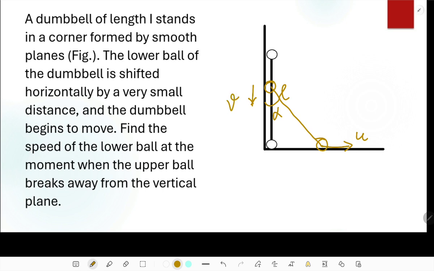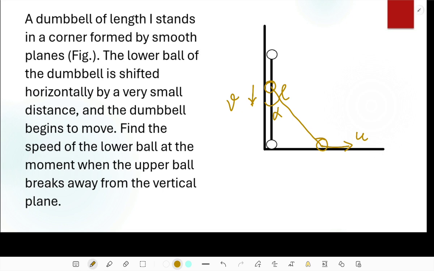मतलब मैंने क्या किया है कि let the dumbbell form an angle alpha with the vertical at the moment the upper ball is lifted off the vertical plane. अभी छोड़ेगा ये, and I let the speed of the upper ball be v and the speed of the lower ball be u. And now we are going to use the law of conservation of mechanical energy.